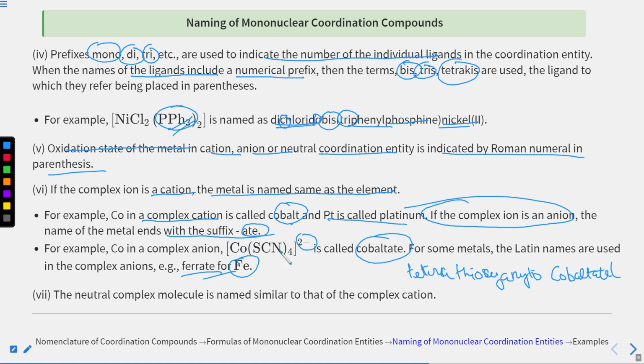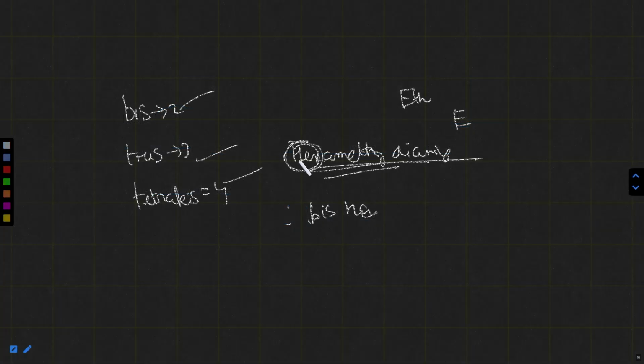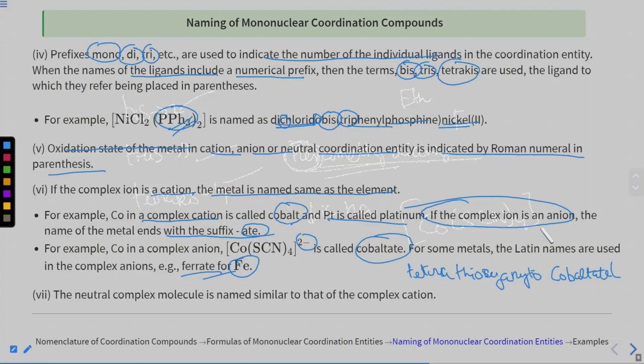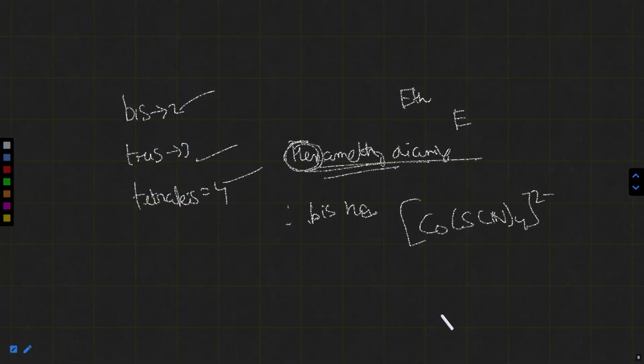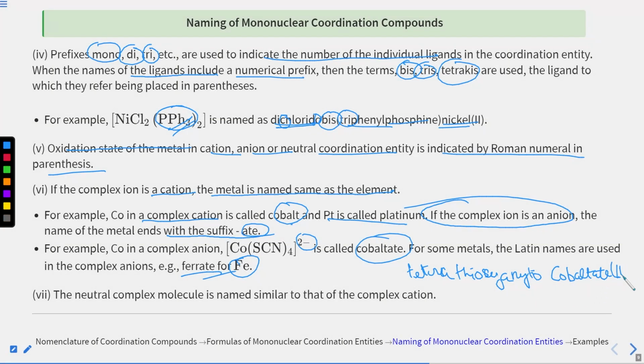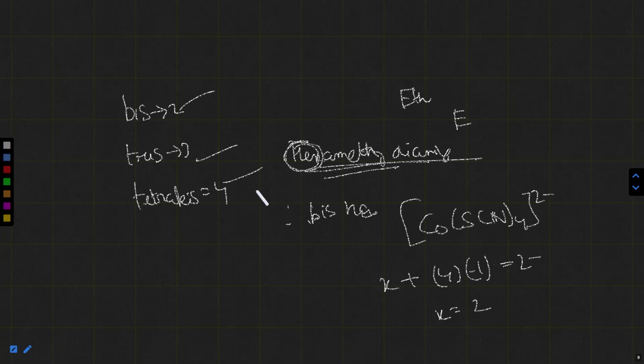What is the oxidation number here? Four are present. So if you try to calculate the oxidation number for this, Co(SCN)4 whole 2 minus. If we consider the cobalt as x, SCN has a charge of -1, so x plus 4 times -1 equals -2. So x would be +2. Okay, so cobaltate(II). So we will write it here.